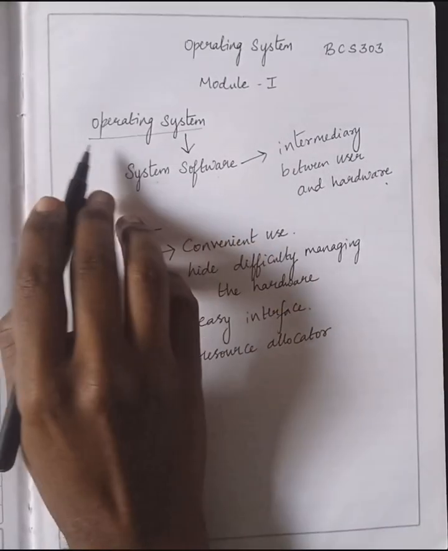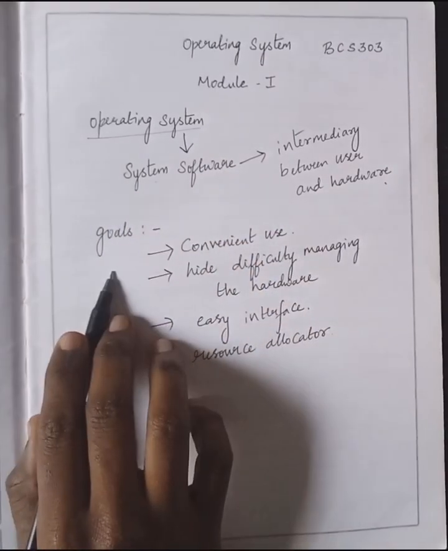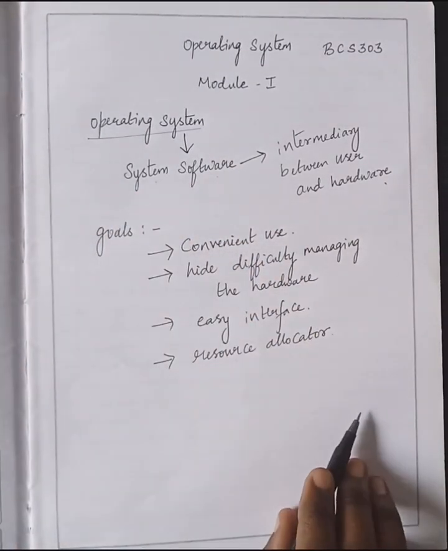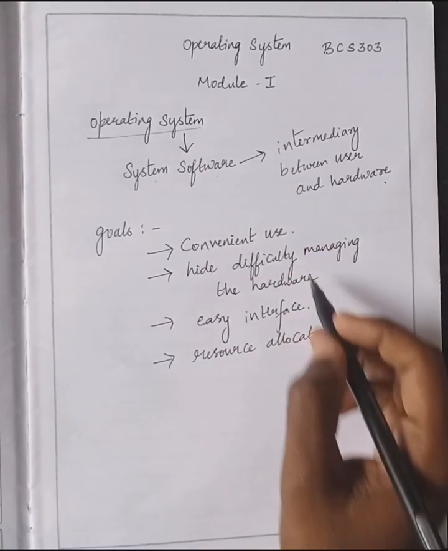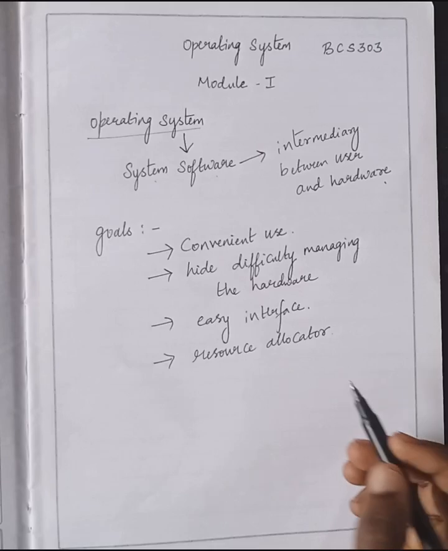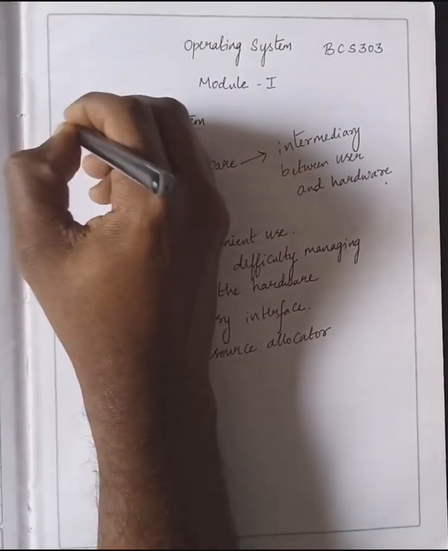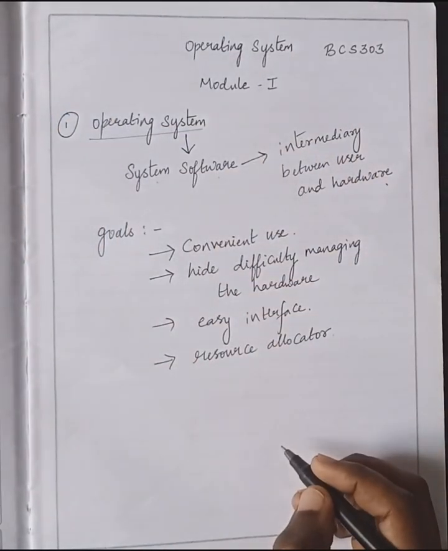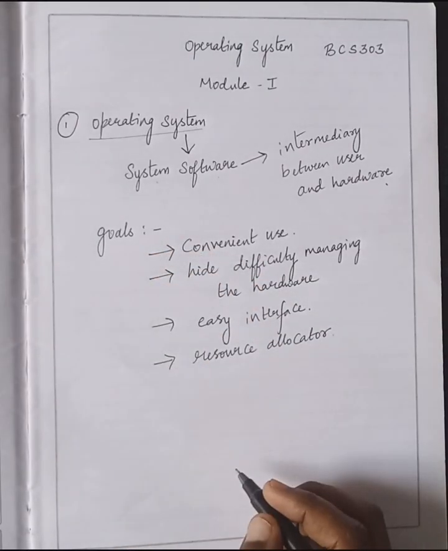Whenever they ask you a question, what is operating system and goals of operating system, you should explain these many key points. I'm just writing out the important keywords, you just frame the sentences and put them in your paper. So that is the first topic, what is operating system and what are the goals of the operating system.